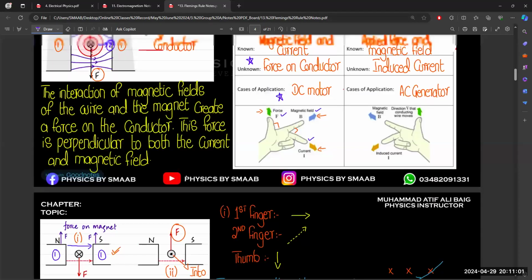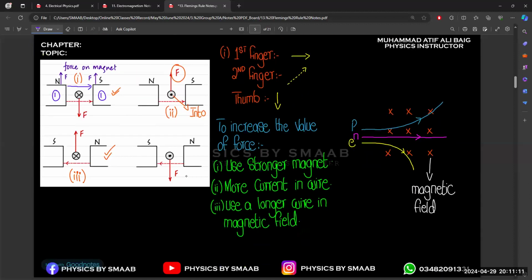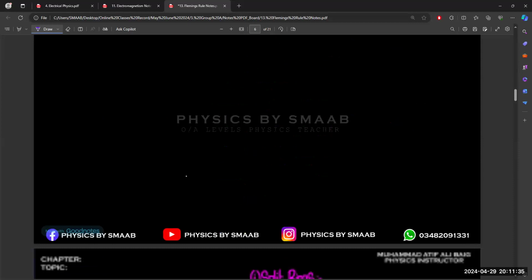And we know all three quantities, force, magnetic field, and electric current, are perpendicular to each other. And there are some factors also: if we use a stronger magnet, it will automatically increase the value of force. If we are using a high value of electric current, that will also increase the value of force. And if we are using a greater number of turns in the wire or a long conductor, that will also create a greater force on the conductor, right?